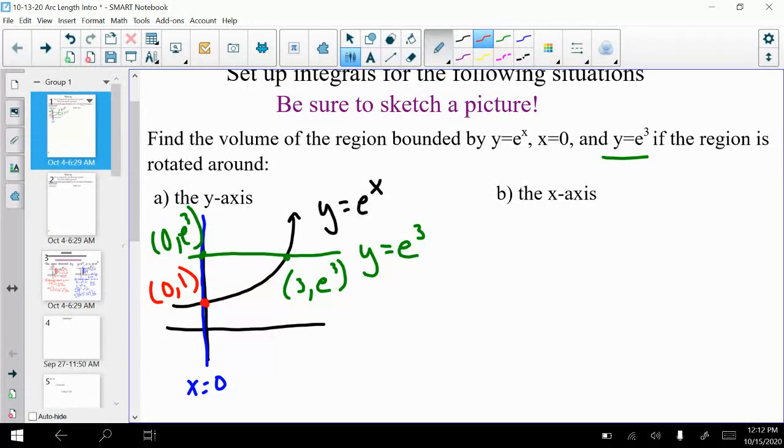So our region that ends up bounded is this region that's above e to the x and then below e cubed. And for part A, they ask us to rotate it around the y-axis. Okay. And so here is where all of the issues, I think, start.